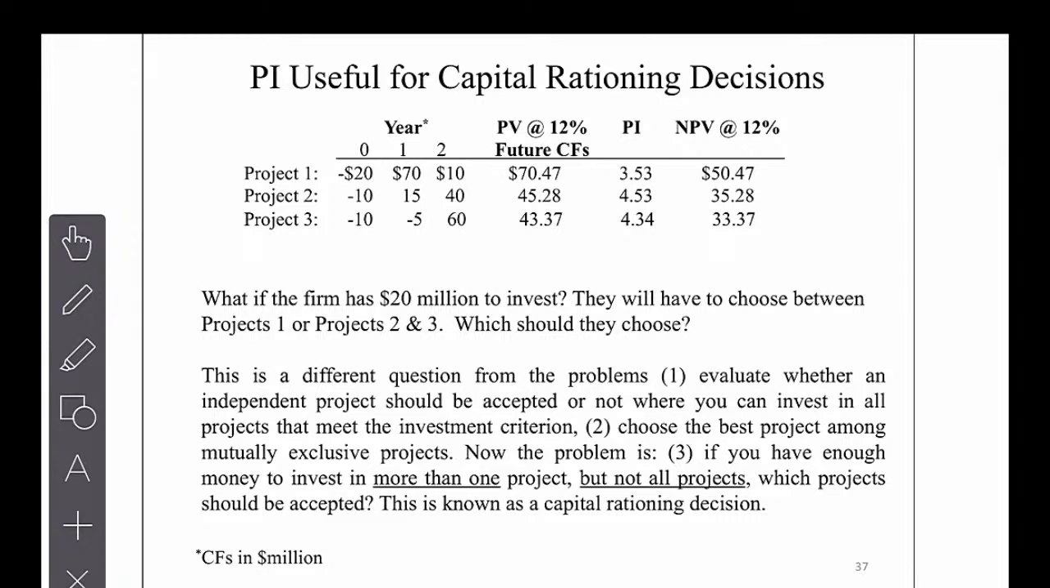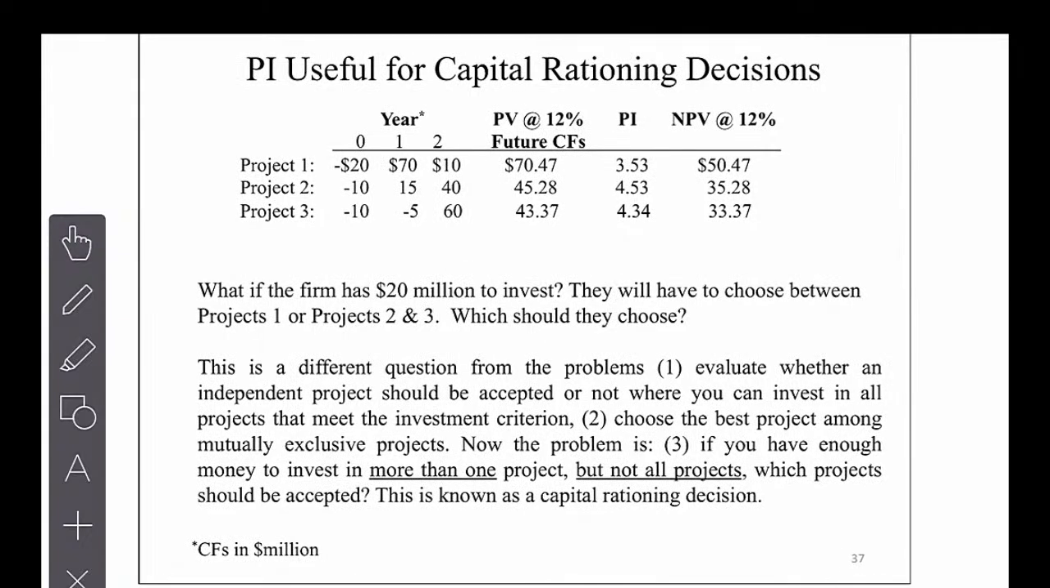Or just, anyway, they're simple numbers, if you like. So here we have, and this one is 20 million. Okay, so it is in millions. I have to remember. So 20 million to invest. These are millions of dollars. And you could pick project 1, or you could pick 2 and 3.